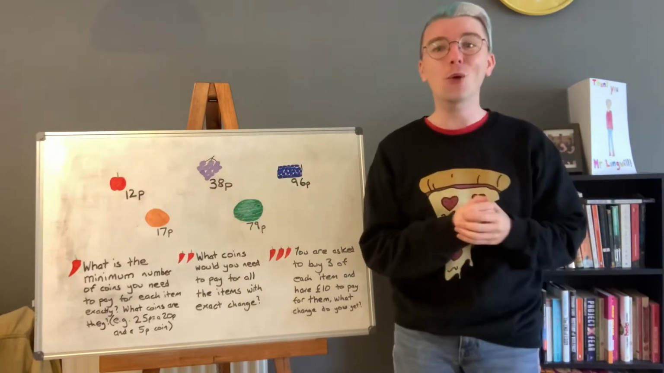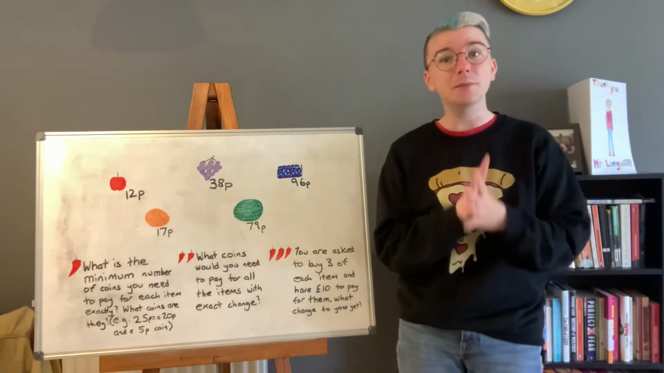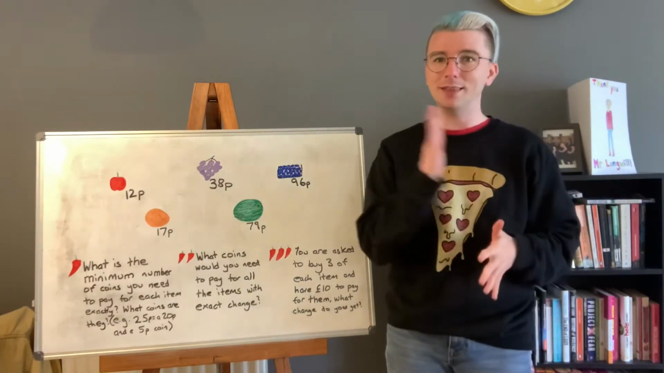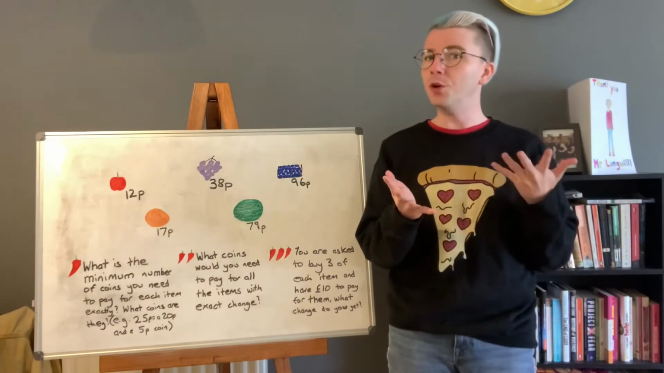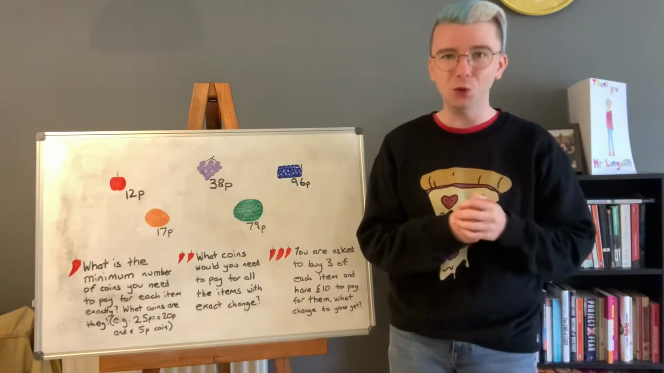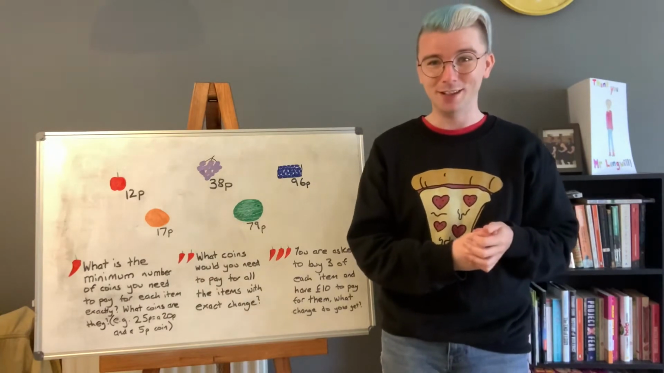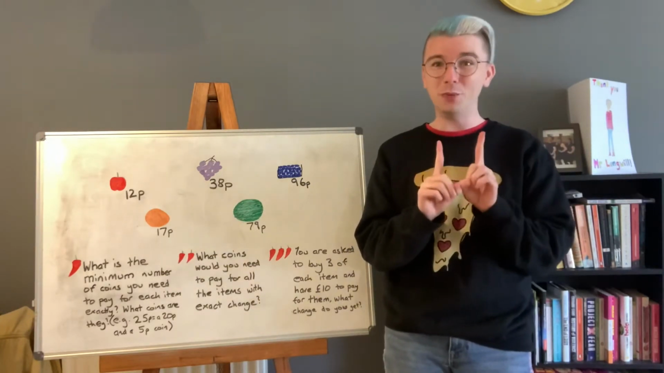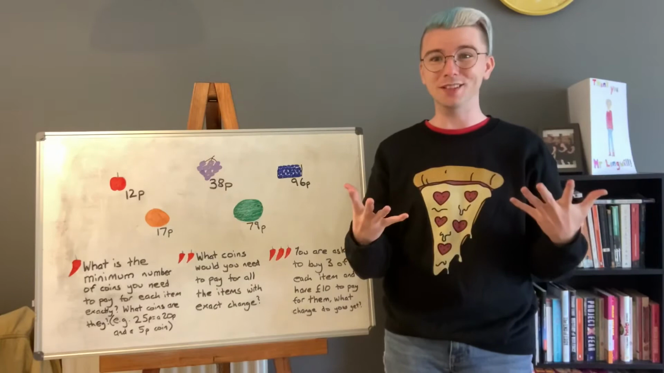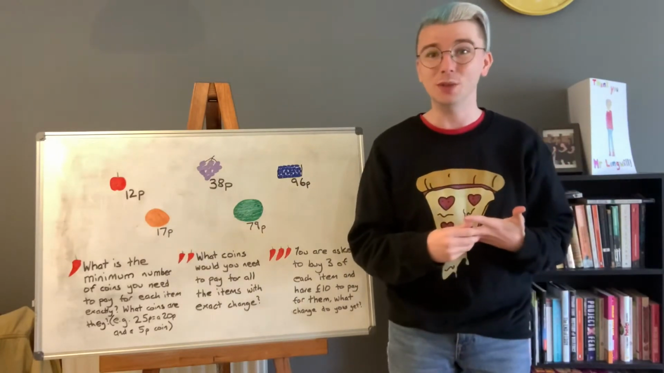Next, let's look at our watermelon, which is 79 pence. Do you think it will take the same amount of coins, more coins, or less coins to pay for our watermelon than it does to pay for our bunch of grapes? Now, this was a tricky one. It's actually the same amount of coins, it's just different coins that we would need to use.